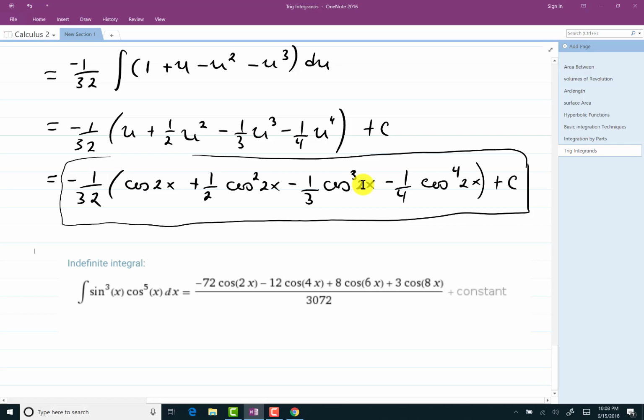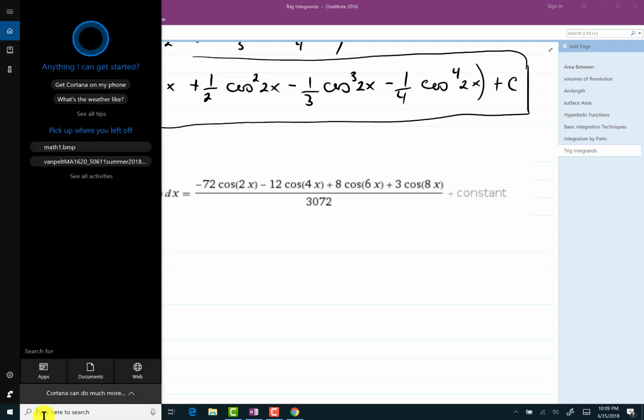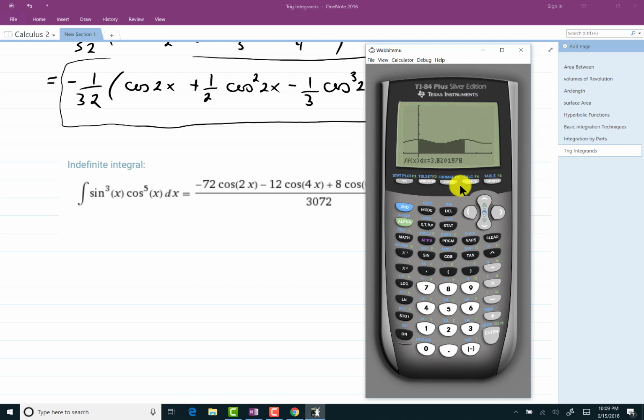So what do I do about something like this? What do I do as far as checking when their answer is so much different than my answer? Well, as arduous as it may sound, a good idea is to graph. See, the idea is this. Two integrals are considered the same if they differ by a constant.